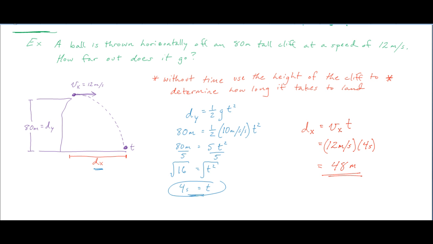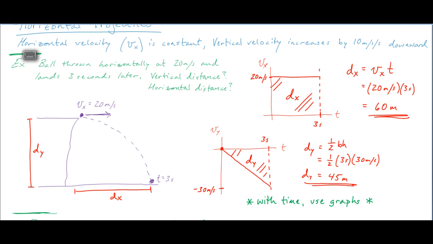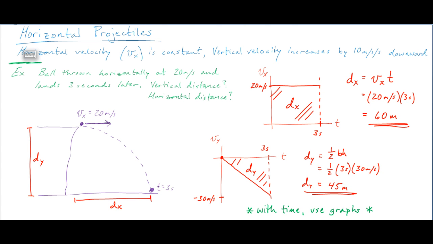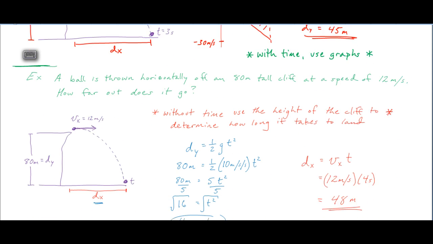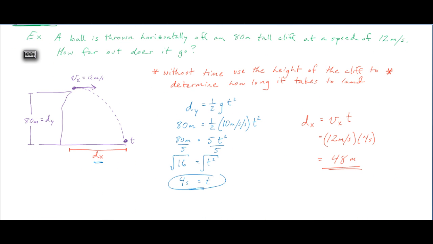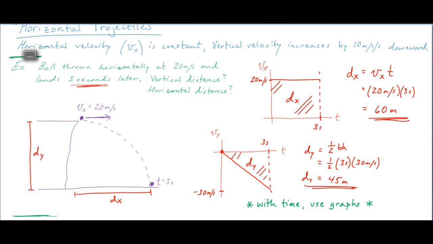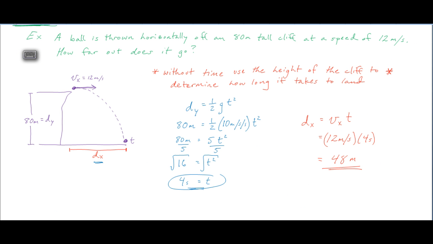So there's two things that we've done here. The first example, if I scroll back up, the first example, we were given time. And with the time in the air, we could figure out everything else using graphs, because once we know the t for the graphs, we can fill in all the other blanks. The next example we did, we knew the height of the cliff. With the height of the cliff, we could figure out the time it spent in the air. Once I knew the time it spent in the air, I could figure out how far it went out.